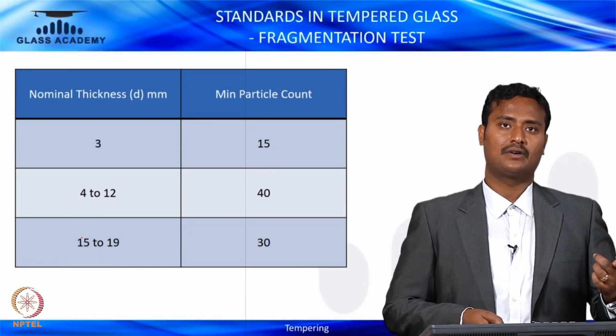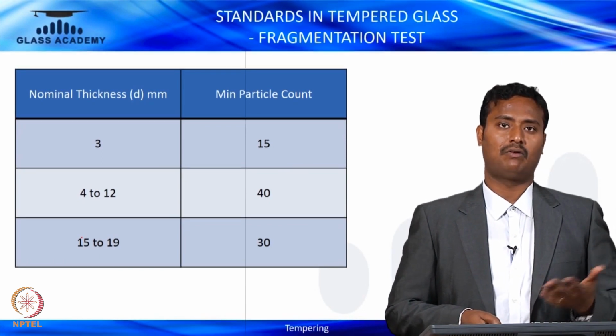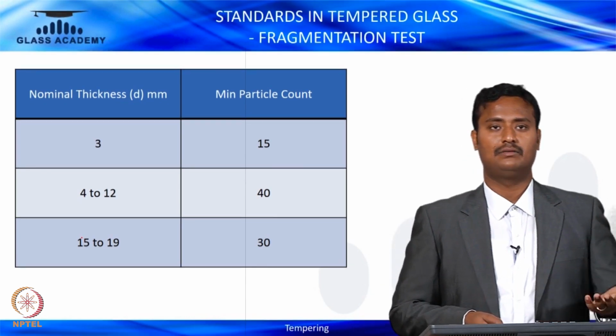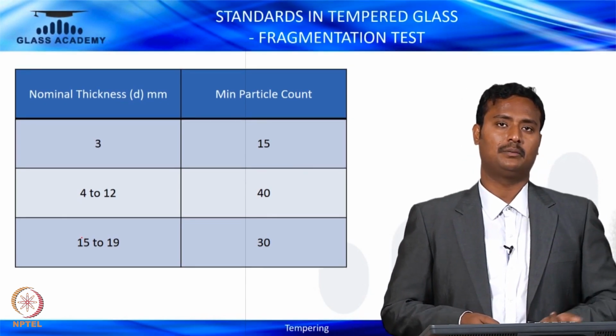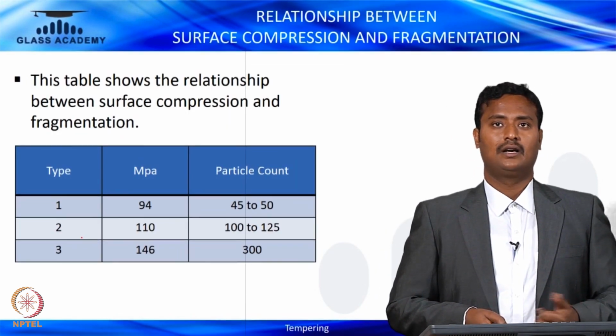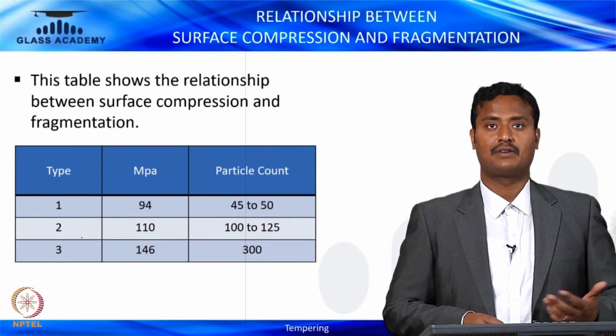And for nominal thickness, for example 4 to 12 mm, a 40 count is acceptable as per EN 1250. If it is 15 to 19 mm, a 30 count will be acceptable from an architectural point of view. The relationship between surface compression and fragmentation.